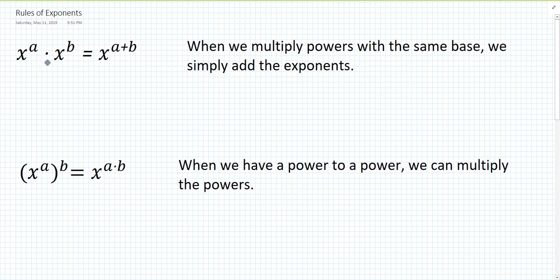So the first rule is simply when we're multiplying powers with the same base, we add the exponents. In other words, let's say I have an example where I have 5 to the power 3 times 5 to the power of 7. I'm simply going to add the exponents. So I'm going to have 5 to the power of 3 plus 7, which is 5 to the power of 10. And I know that because essentially if I factor this out, I'm going to factor out 3 fives and 7 fives.